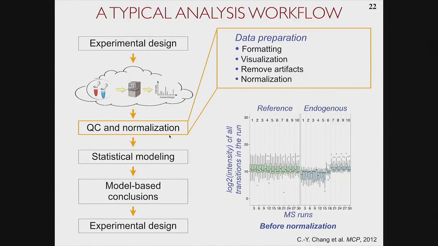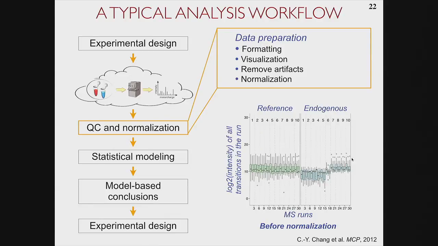Maybe I should point out right away that MS-STATS is an open source R-based software which is interfaced with Skyline. We work very closely. Some of the methods are implemented in Skyline, but other methods are not, so it's kind of complementary. But this will be one example of a quality control plot that you would use.